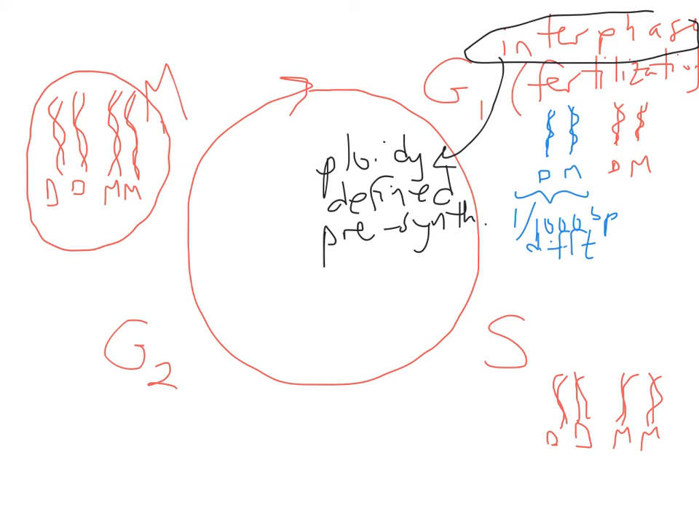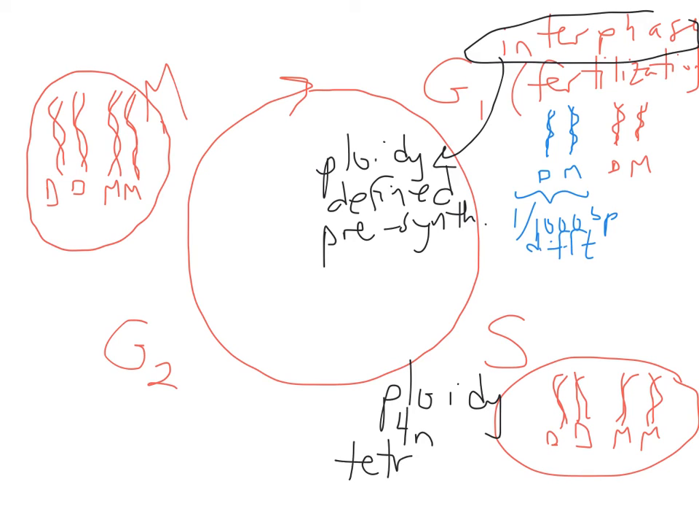What's the ploidy after synthesis has happened? There's a nucleus. How many copies of each chromosome do we have? 4. So this is where the confusion always comes. When we look at metaphase chromosomes, we've got 4 copies, or 4n, and we are temporarily tetraploid. We have 4 copies of every chromosome.